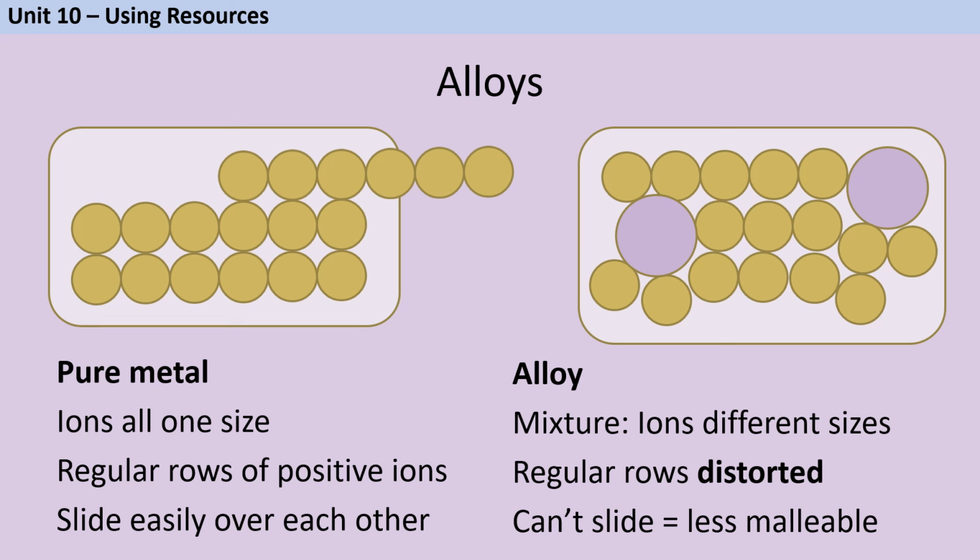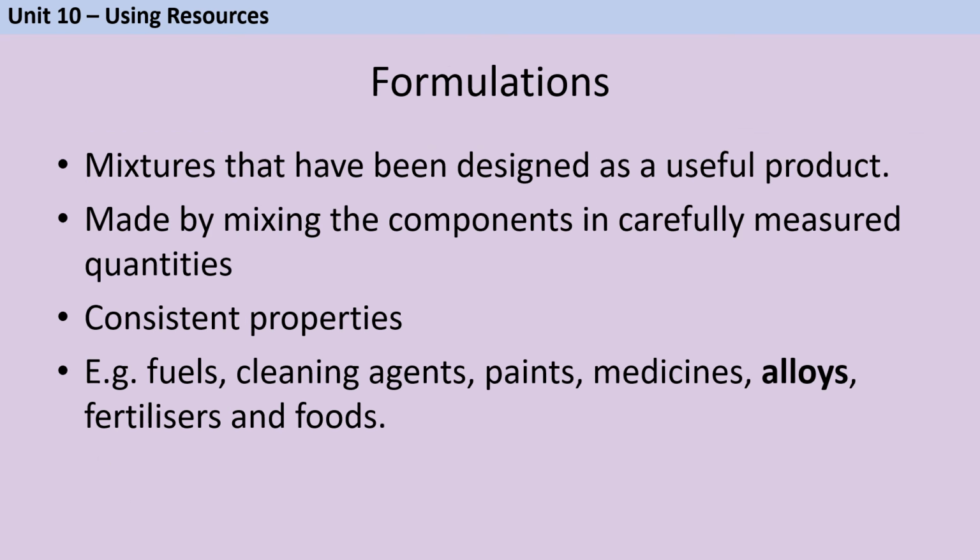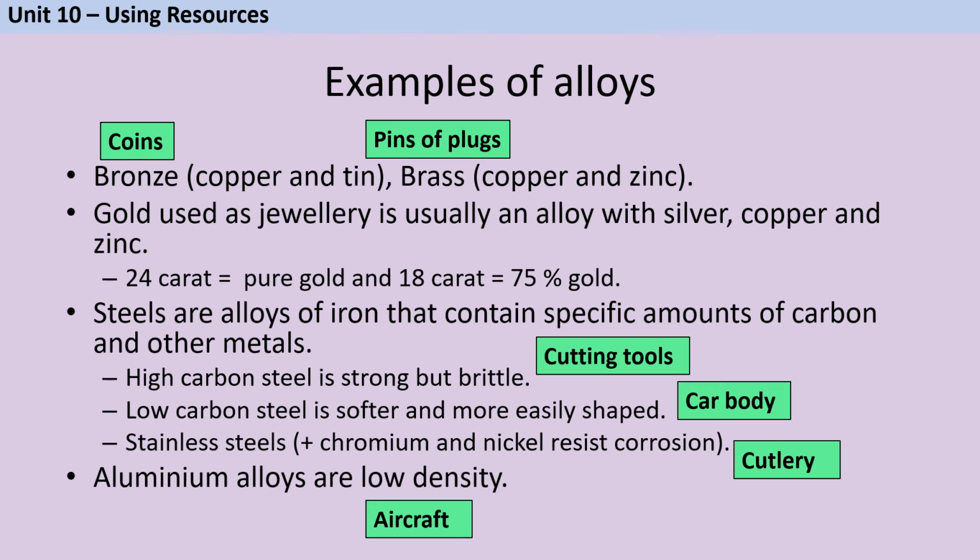If you compare that to an alloy, the ions are different sizes because they've come from different elements. So therefore the regular rows are distorted, and if you exert a force on an alloy, those rows can't slide over each other, and this makes alloys harder. Alloys are one of the named examples of a formulation, which you met in Unit 8 in the chemical analysis topic. So they're mixtures that have been designed as a useful product with really carefully measured quantities of all the different components. There are 7 named examples of alloys that you need to be aware of.